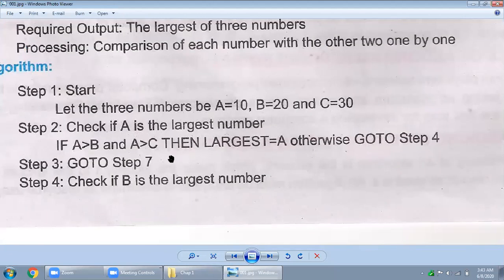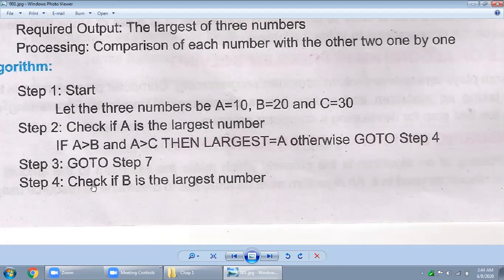Then what happened? Then the largest number is A. Then we have to print or display that the largest number is A. Otherwise, it says go to step 4. So go to step 4 is this one.